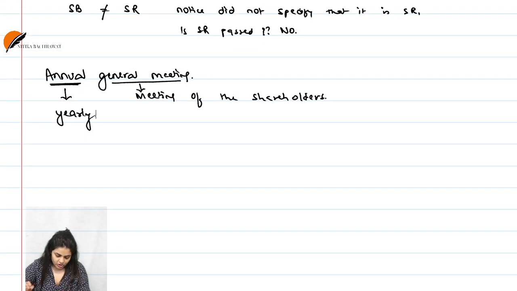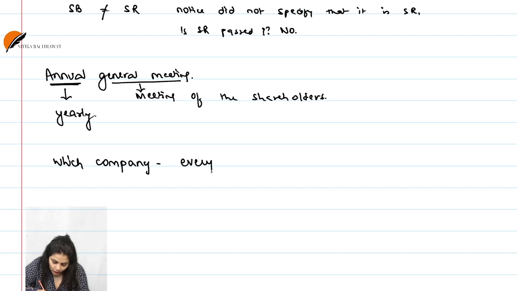So now the question comes, which company has to conduct an annual general meeting? Does it make a difference whether you are a public company or a private company? You are a company, no? You have to call this meeting. So irrespective of whether you are a public company, private company, government company, doesn't make a difference. You are a company, you call a meeting. And this meeting is the annual general meeting.